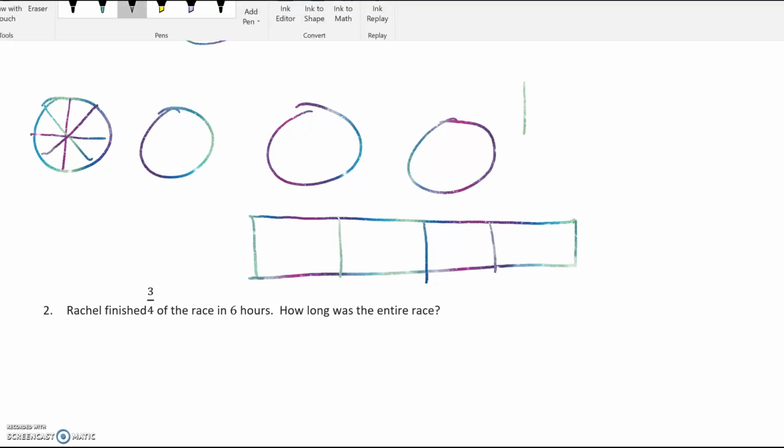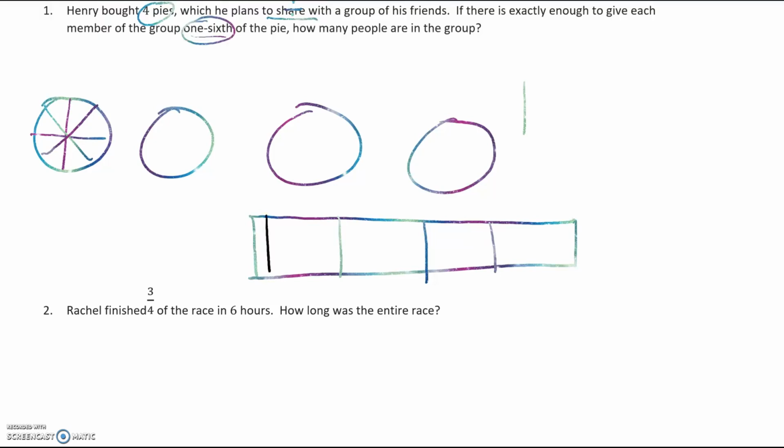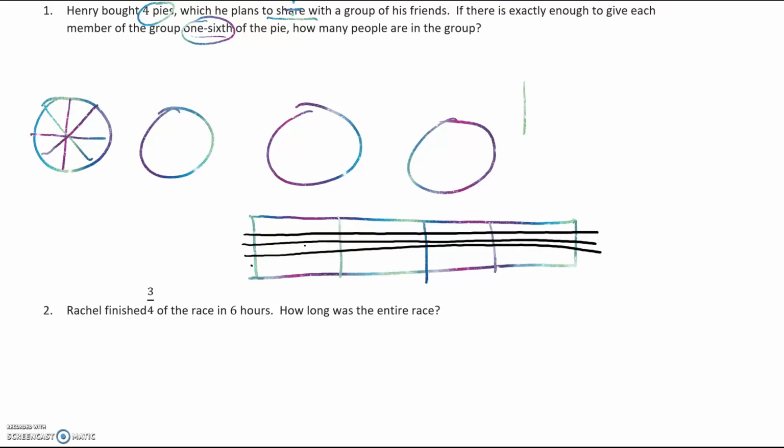So let me change markers. So here I would have 1, 2, 3, 4, 5. So 1, 2, 3, 4, 5, 6. Or I can do my horizontal breakup, where I would have 1, 2, 3, 4, 5. I know it's not to scale, so that's my fault, class. So I'd have 1, 2, 3, 4, 5, 6 pieces. And remember, this whole thing was 1 pie.